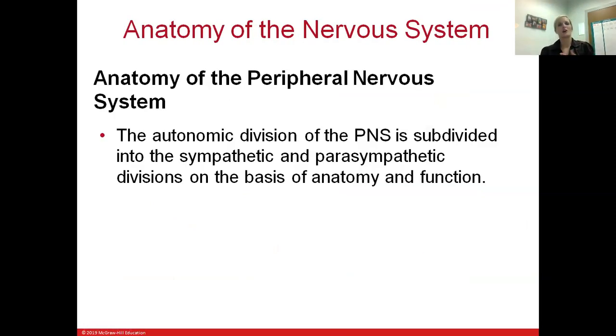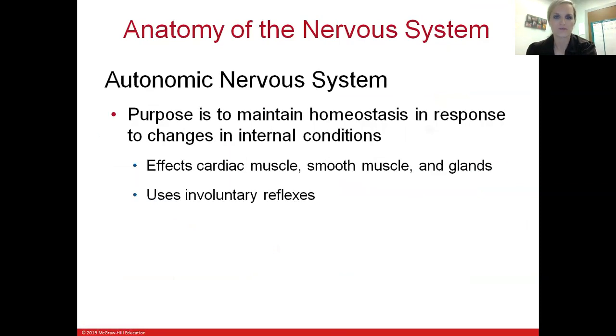So the autonomic nervous system, as we mentioned, is subdivided into the sympathetic and the parasympathetic divisions on the basis of anatomy and function. The purpose is to maintain homeostasis in response to changes in our internal conditions. This is going to affect our cardiac muscle, smooth muscle, and all of our glands. Really, it affects lots of different things. Specifically, our cardiac muscle, because it's going to change our heart rate, and our smooth muscle as well. And let me tell you why.